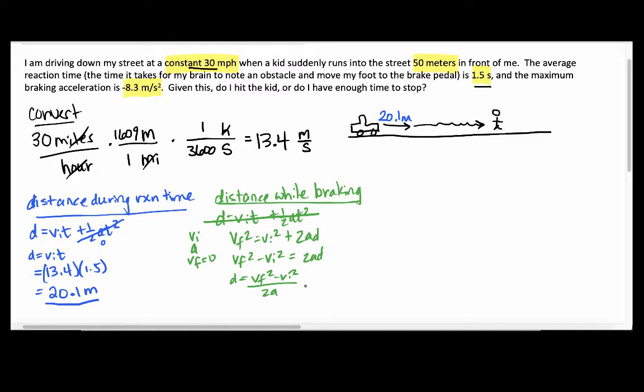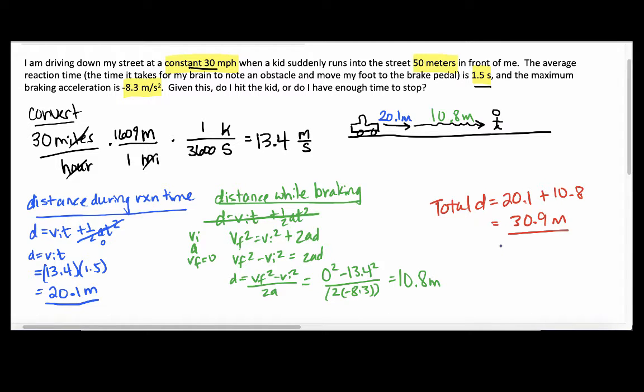Now we just need to plug in the numbers. So our final velocity, 0 squared, minus our initial velocity, 13.4 squared, divided by 2 times negative 8.3. Make sure that you do this whole thing before dividing, order of operations. Put that in your calculator and you get 10.8 meters. So we're going to travel farther during our reaction time than we are during our braking time. Now our total displacement is going to be 20.1 plus 10.8, which gives us 30.9 meters.